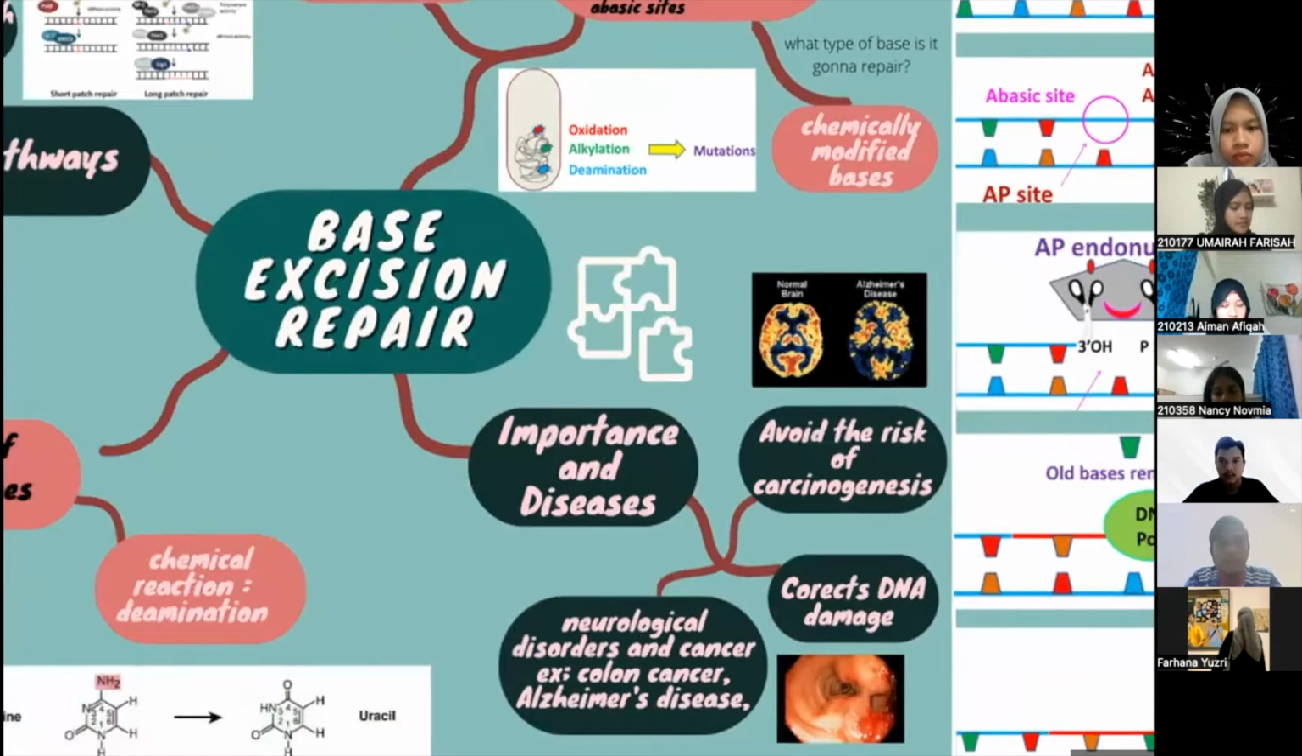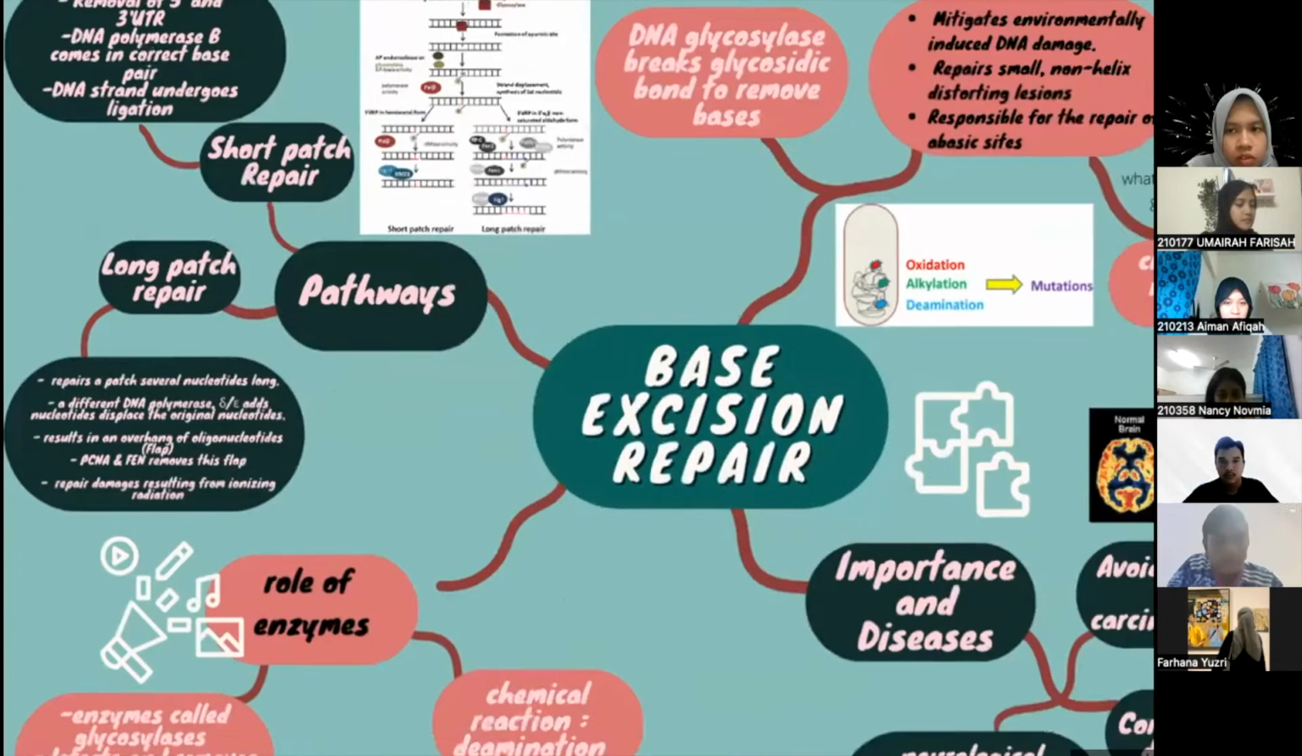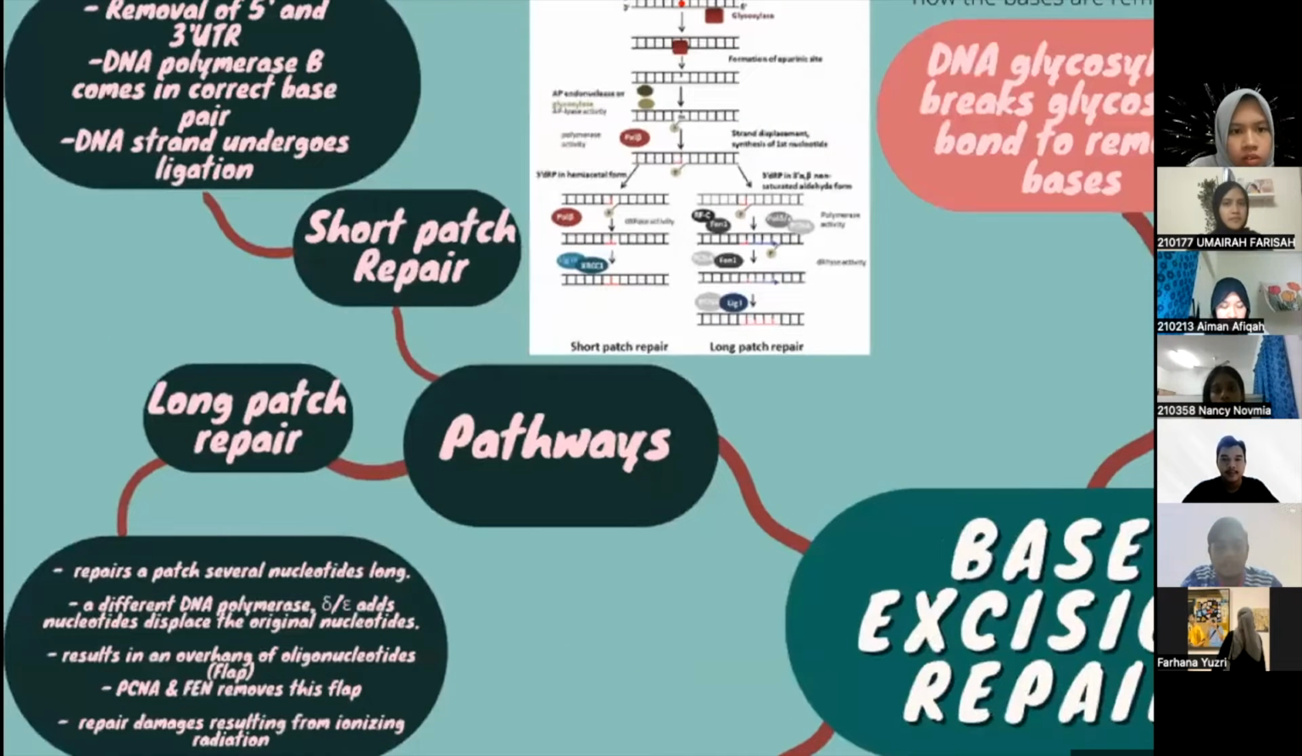Okay, thank you, Nancy. Now I will present about the pathways in base excision repair. There are two pathways in base excision repair. The first one is the short patch repair. In short patch repair, when the cell undergoes mutation, glycosylase cleaves the base and flips the double helix, thus leaving the AP site. Then AP endonuclease and XRCC1 cut the 5' of the AP site. Then exonuclease comes in to cut the 3' of the AP site.